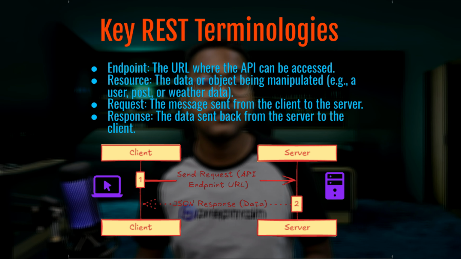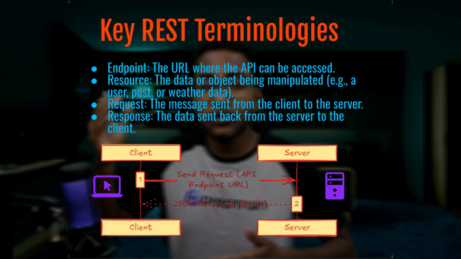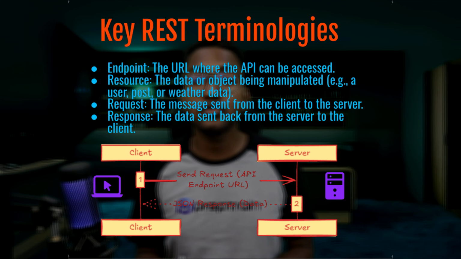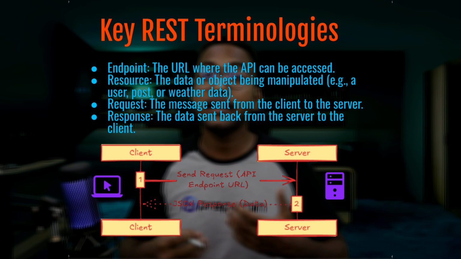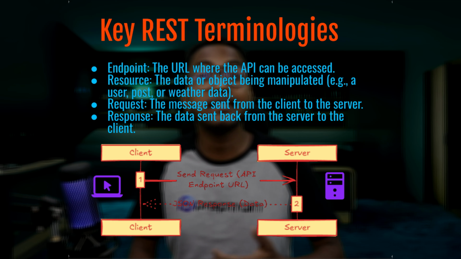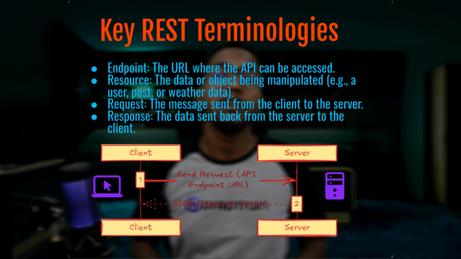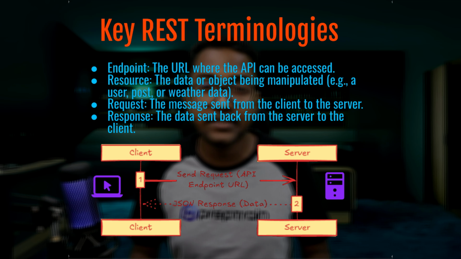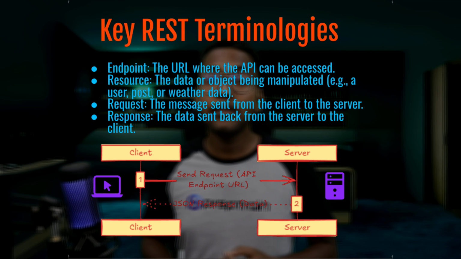In REST APIs, a resource refers to the data that you are working with. This could be anything from a user profile, a social media post, or weather data. In case of an e-commerce platform, a resource could be a product listing or an order. Every resource is identified by a unique URL, and each resource can be manipulated using the REST methods we covered earlier: GET, POST, PUT, and DELETE. The resource is essentially what the API interacts with, and it's always represented in a structured format like JSON or XML. Now let's move on to the request.